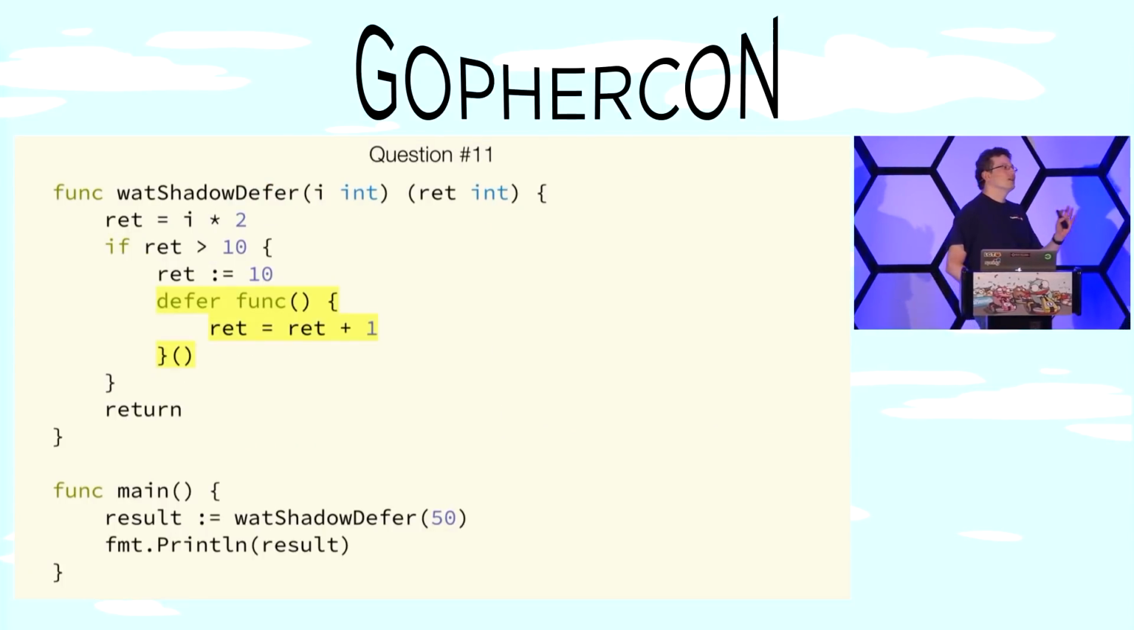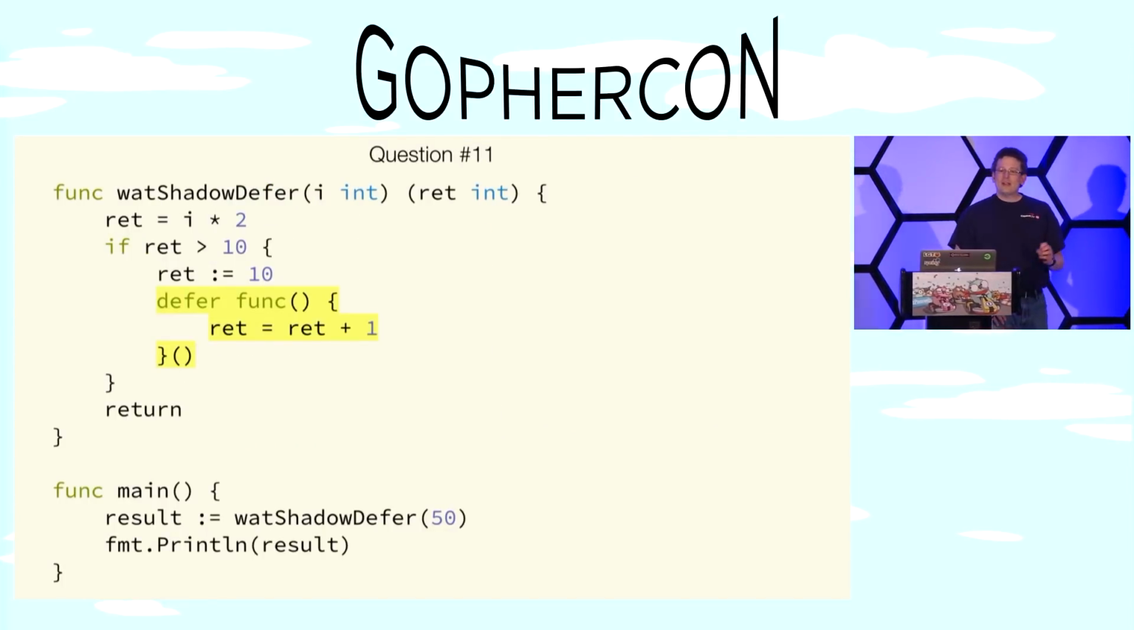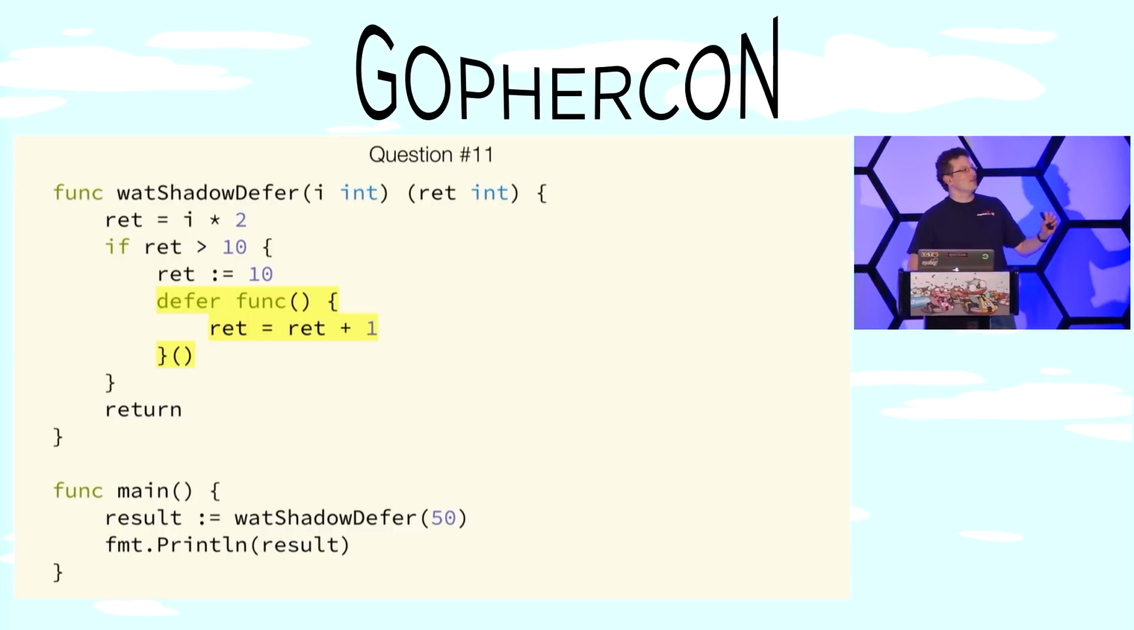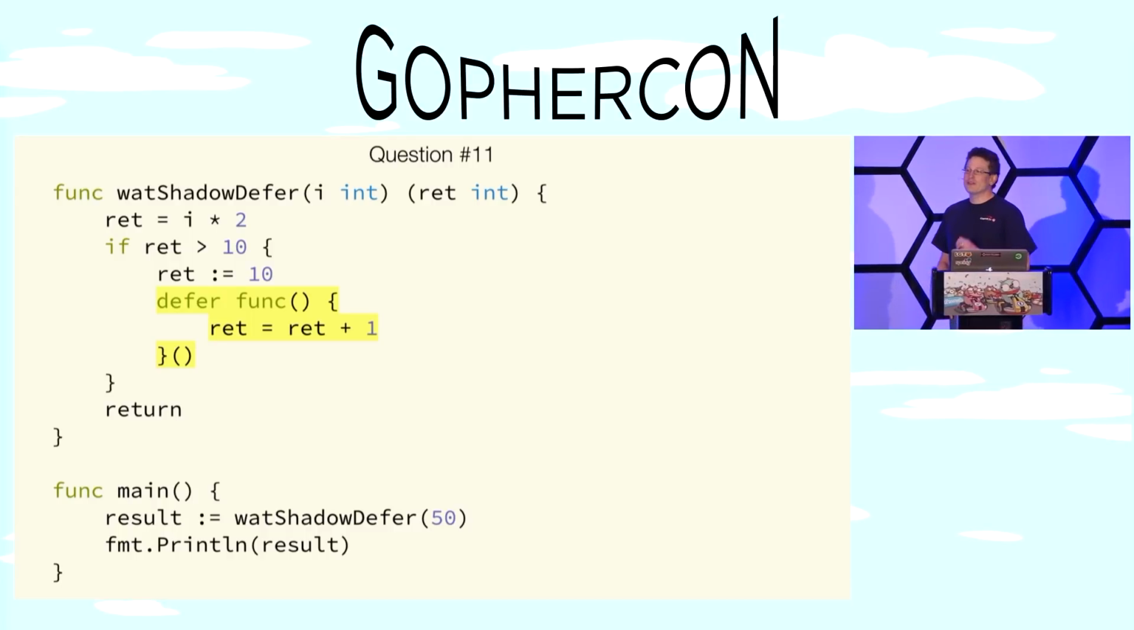All right, let's take one more look at shadowing. What is this code going to do? So we're not returning from that inner block, but now we're going to put a defer in there instead.